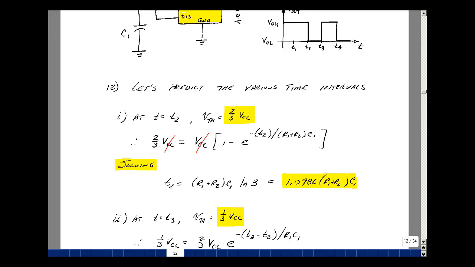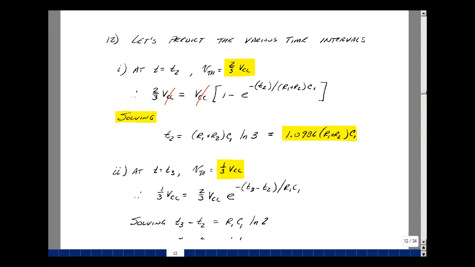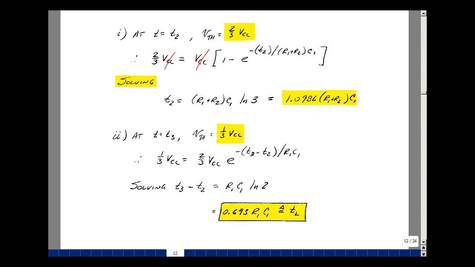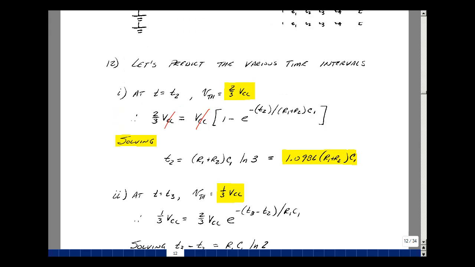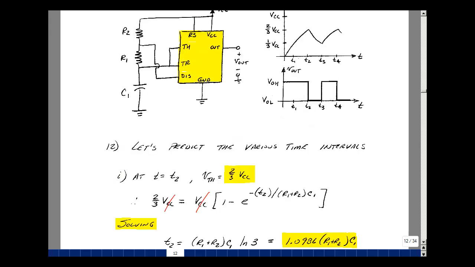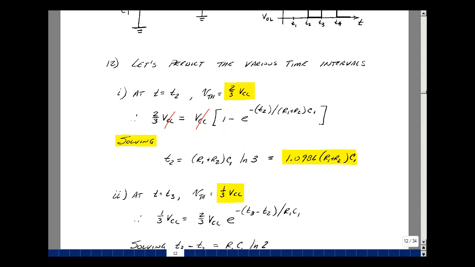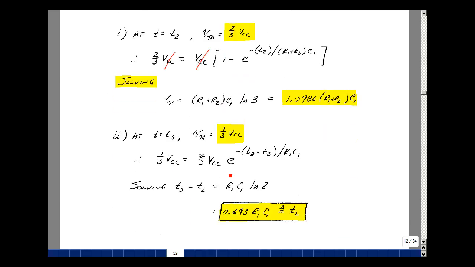Now what about the interval between T3 and T2? Well, we had this expression on page 9. For the charging capacitor, it was 2/3 VCC e to the minus T minus T2 over R1C1. And now let's evaluate this when T is equal to T3. Let's go back up here for a second. So when T is equal to T3, we're at 1/3 VCC. So 1/3 VCC is that equation evaluated when T equals T3.